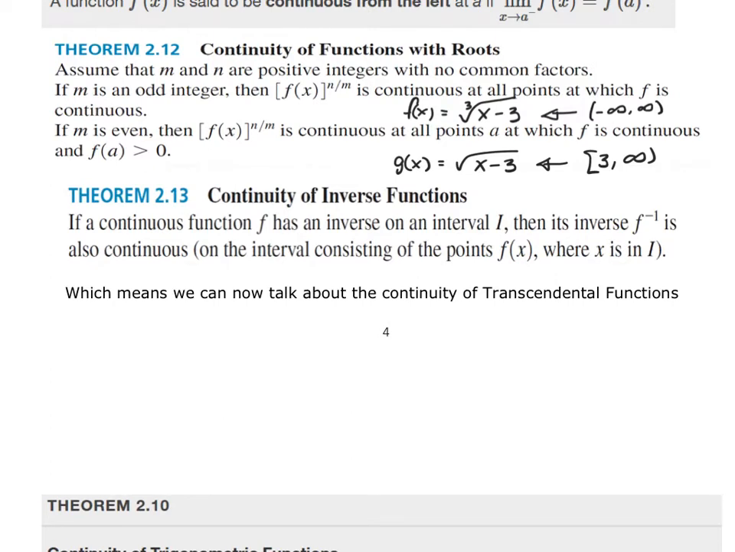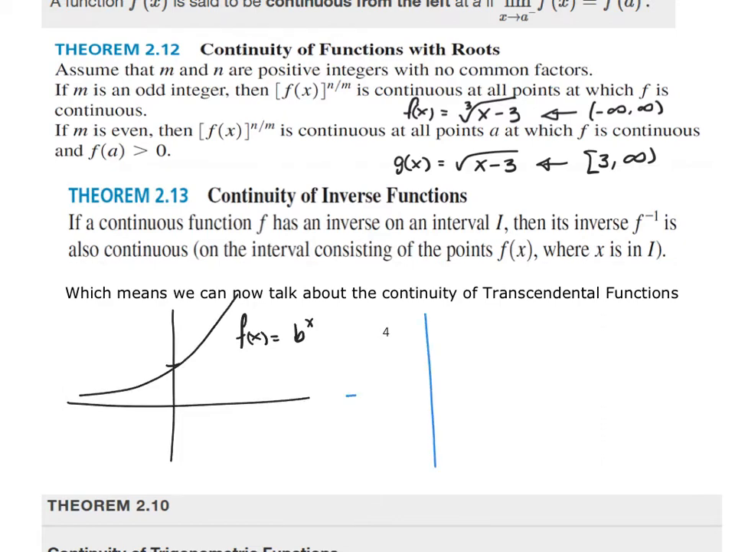If a continuous function has an inverse on an open interval, then its inverse is also continuous. So let's think about what we have for exponentials. Here is f of x equal to b raised to the x. That's my function, and we know that this is an exponential. It's continuous on its domain from negative infinity to infinity. The inverse of b to the x is the log base b of x. We'll call this f inverse of x. So that is the inverse.